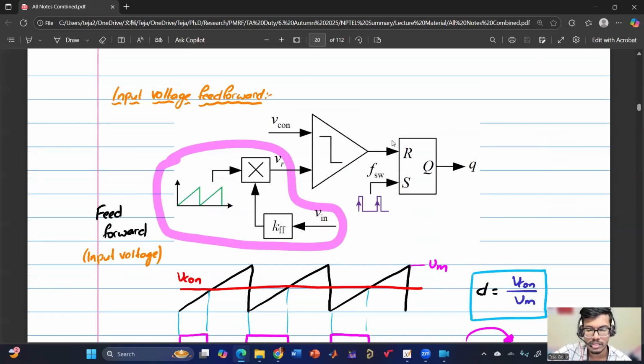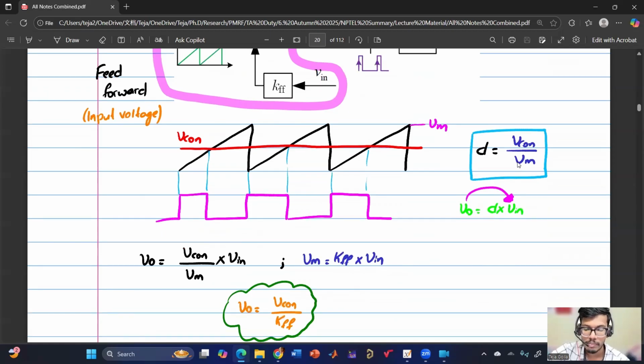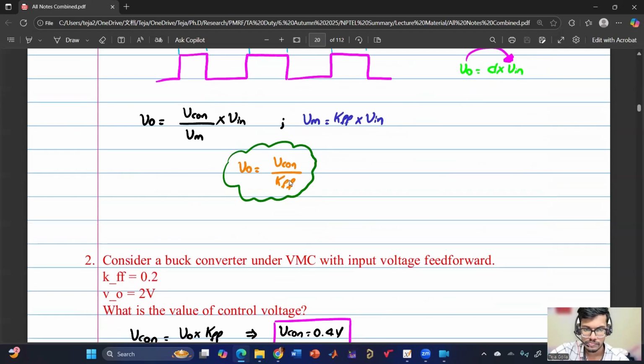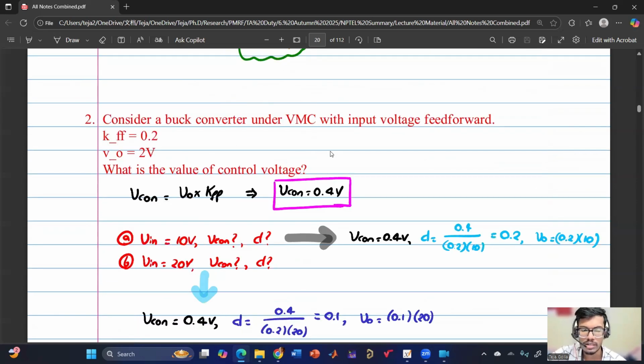Then we have seen how we can improve the line rejection, meaning how we can reject the input voltage disturbance in the output by using input voltage feed forward. We have seen that if we have input voltage feed forward, then my output voltage is totally independent of the input voltage. So in such cases, we have seen how to design the controller modulator, and here I have considered a buck converter under VFF.